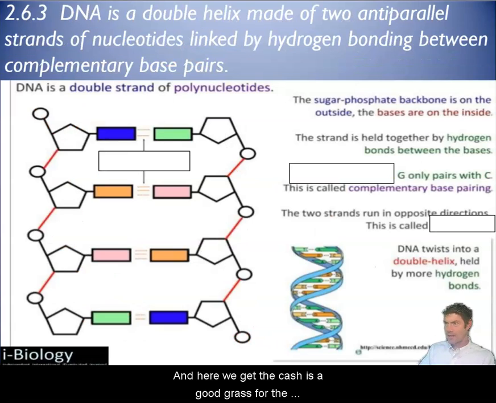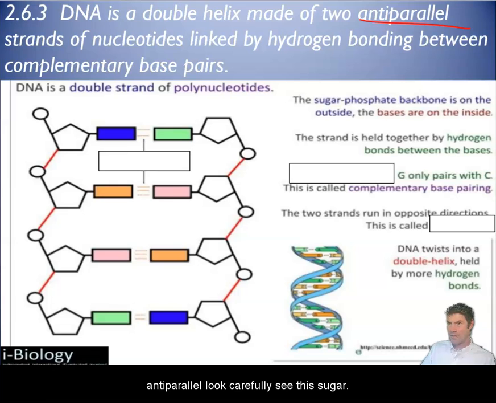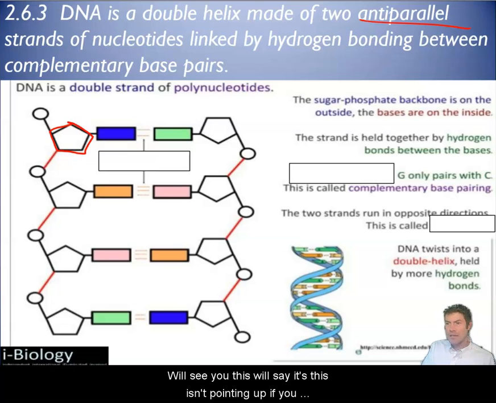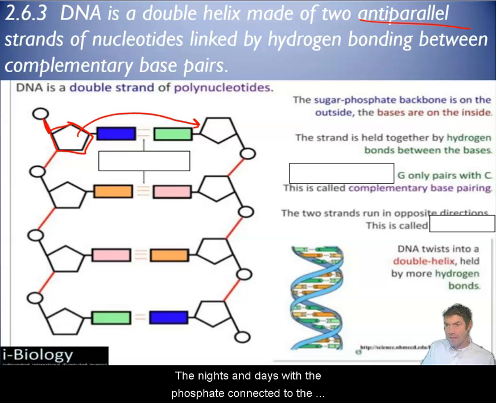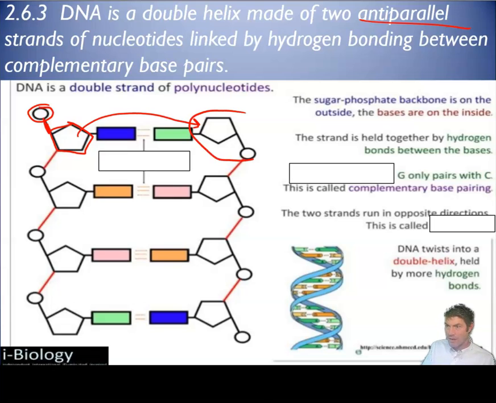And here we get a good graphic that shows the anti-parallel arrangement. Look carefully: this sugar is shaped like a pentagon. We'll say this one is pointing up. If you look over here, you'll see it's flipped the other way. So you have the nitrogen base with the phosphate connected to the left. Over here, it's just reversed. It's flipped upside down, so the connection at the top left is at the lower right.